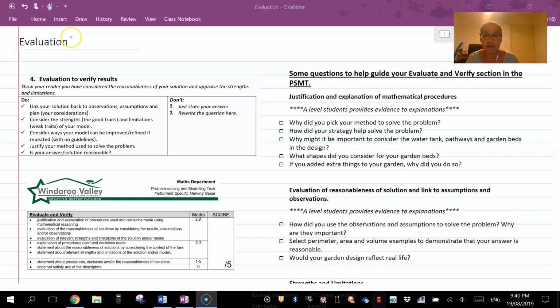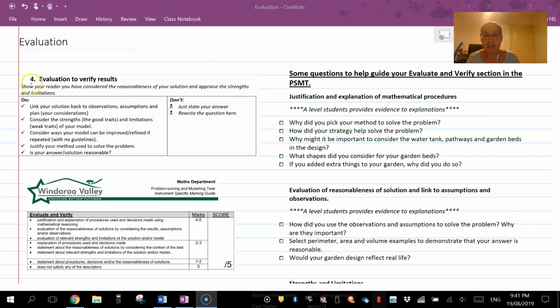Hey everyone, in this one we are looking at the evaluation section of your PSMT. Now before you get too overwhelmed by it, it's just that there's a whole lot of information here so that it's all on one page for me. I will print this off for students and send to other teachers as well so that you can use some questions that help you guide your PSMT.